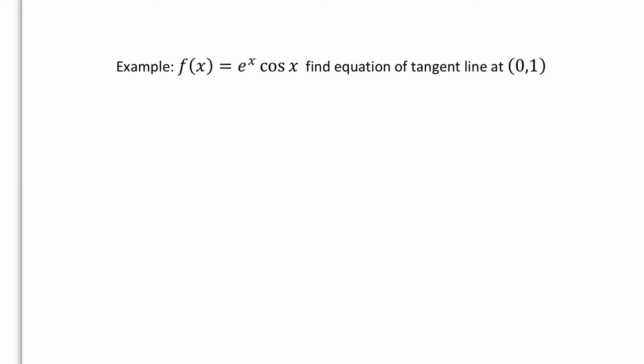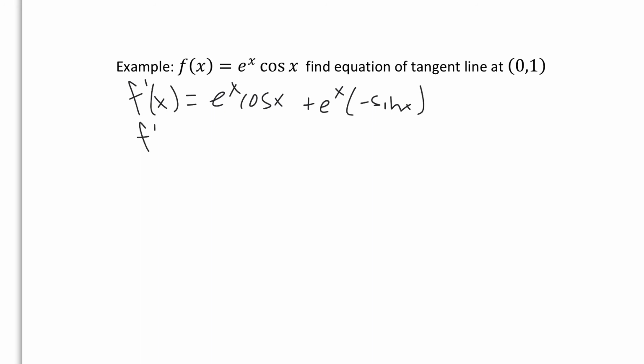Let's try another one. Suppose f(x) is equal to e to the x cos x. Let's find the equation of the tangent line at (0, 1). So we find the derivative using the product rule: e to the x cos x plus e to the x negative sine x. And we plug in the value of 0. So e to the 0 cos of 0, e to the 0 negative sine of 0.